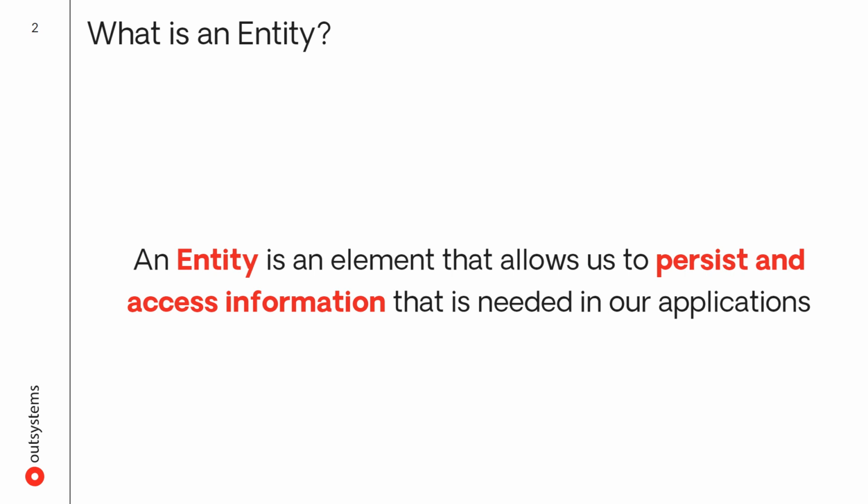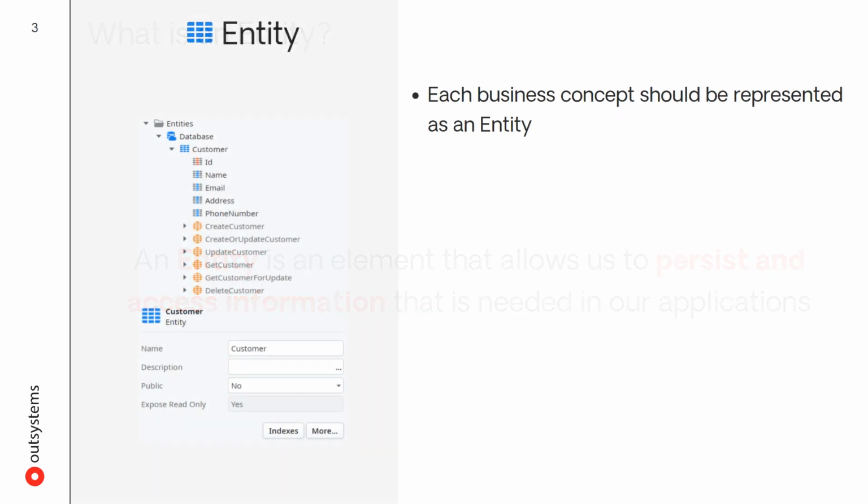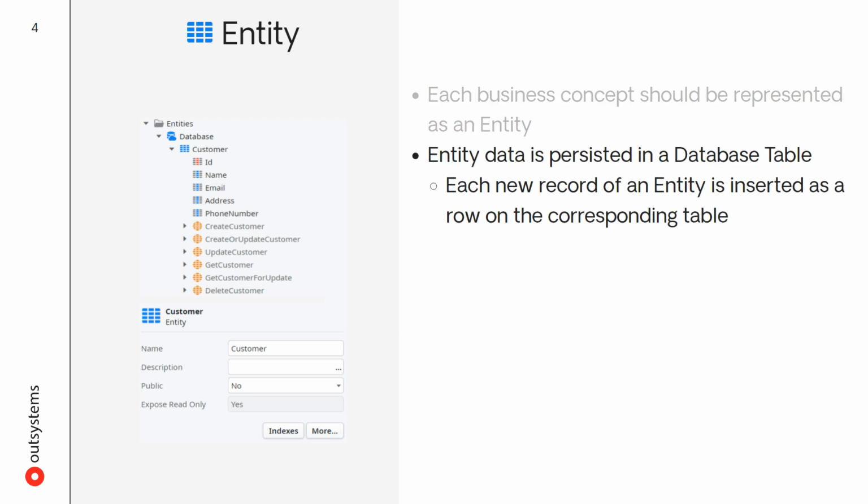So, what is an entity? An entity is what allows us to persist and access information that is needed in our OutSystems applications. Each business concept or application concept should be mapped to an entity. With entities, we're able to persist and access data in our application.